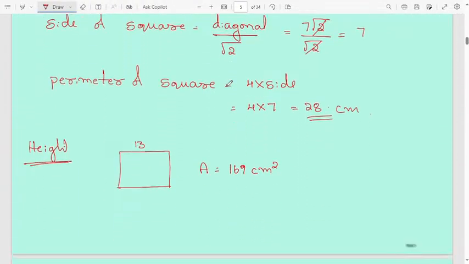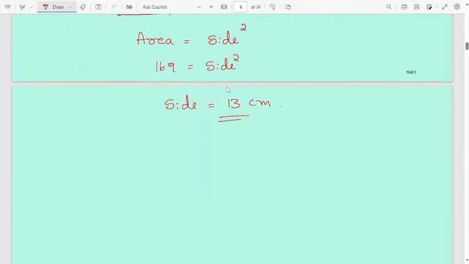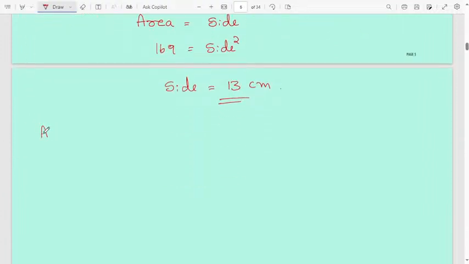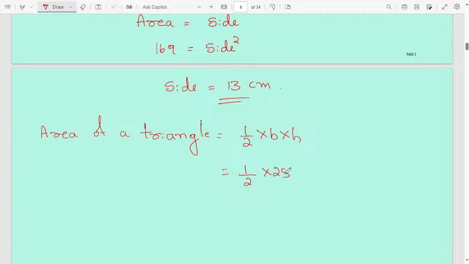Next, what is the formula for area of a triangle? The formula is half into base into height. Half into base is 28 centimeter, then height is 13. Two ones are 2, two 14s are 14, into 13, multiply, you will get 182 centimeter square.